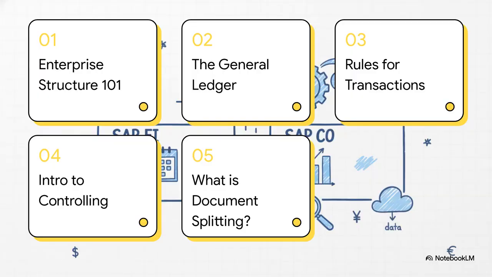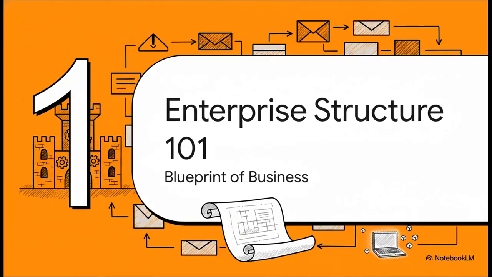Okay, so here's our game plan for today. We're going to start with the absolute basics, the enterprise structure. Then we'll get into the general ledger, talk about the rules for handling transactions, get a quick intro to controlling, and finish up with a really cool feature called document splitting. Let's get to it. All right, first up, Enterprise Structure 101.